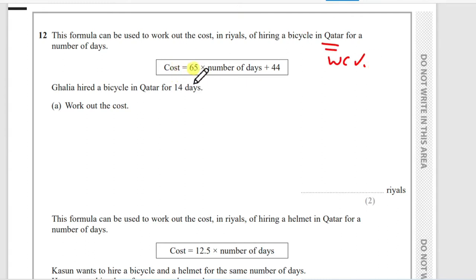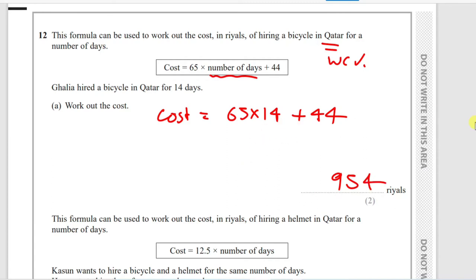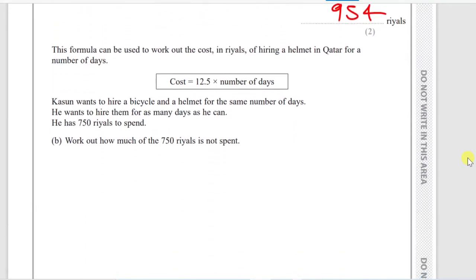Now, cost equals 65 times number of days plus 44. Now, Ghalia hired a bicycle in Qatar for 14 days. So you're going to replace the number of days here with 14. Work out the cost. So in your calculator, you're going to say 65 times the number of days, which is 14, plus 44. You just write that exactly as it's written. If you do that, 65 times 14, and then you add 44, you should get an answer of exactly 954 reals. Cool.